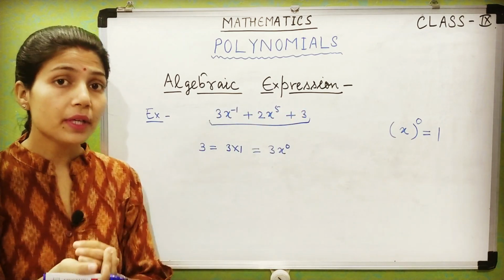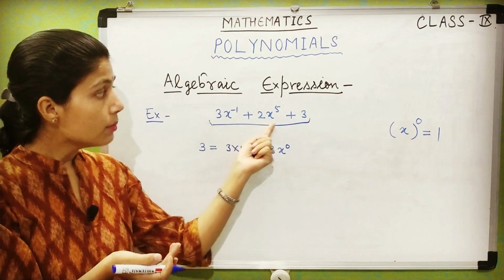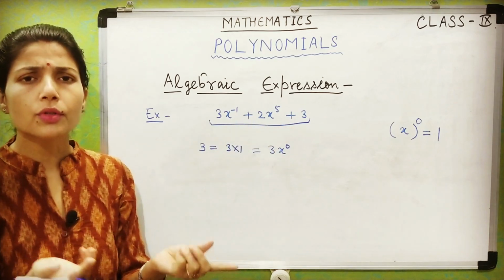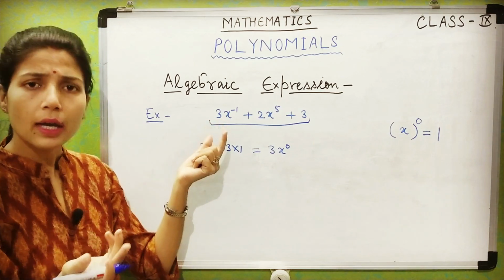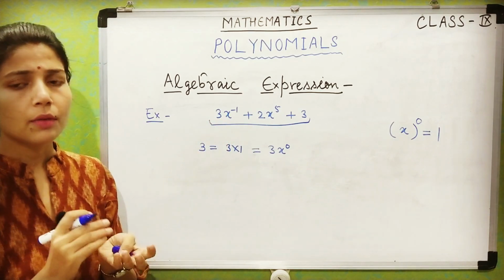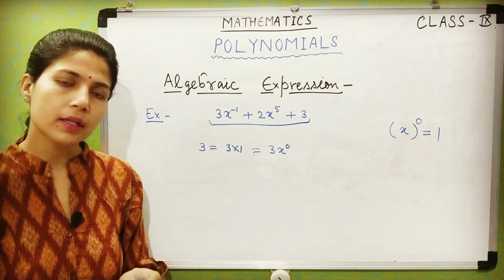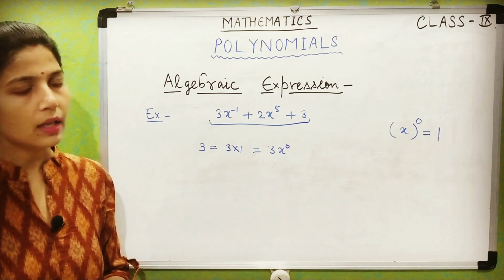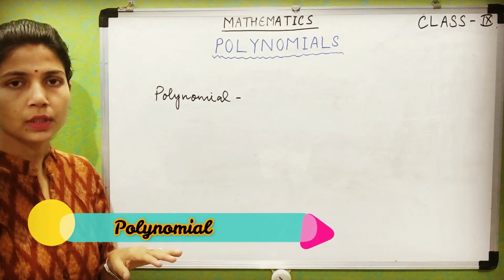So an algebraic expression can have 1 term, 2 terms, 3 terms, 4 terms, because what are you doing? You are doing addition of algebraic expressions only. Okay. So if you add any number of algebraic expressions, you will again get an algebraic expression. Okay. Now we will discuss polynomial.